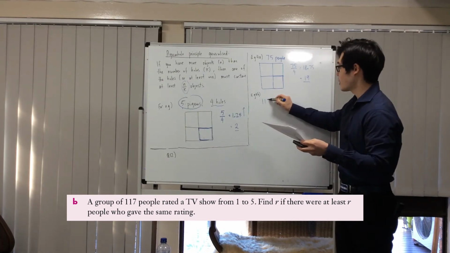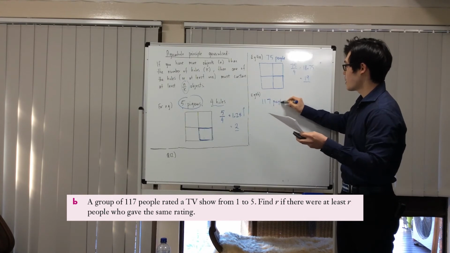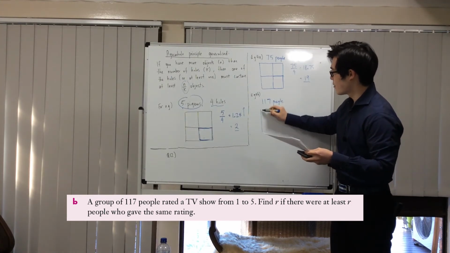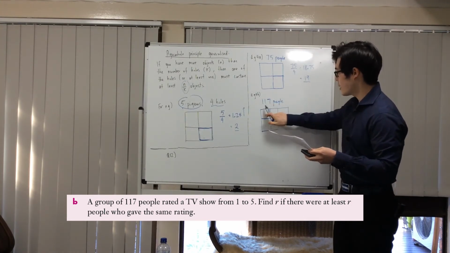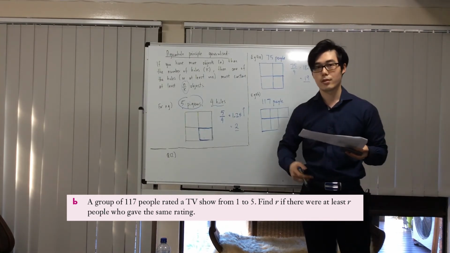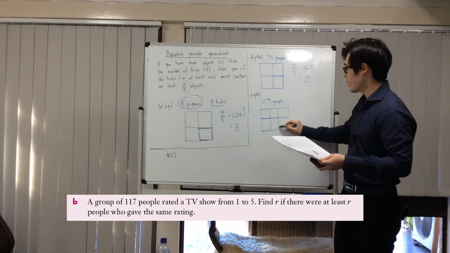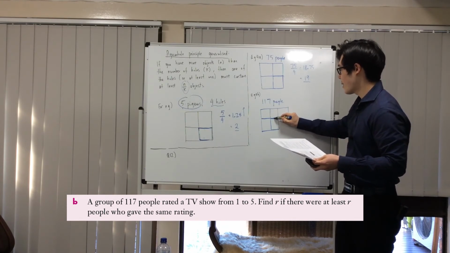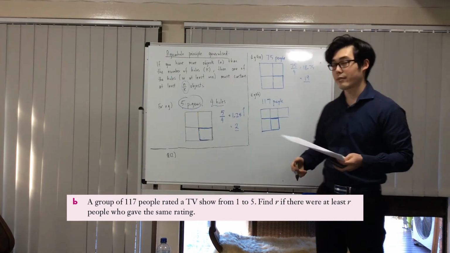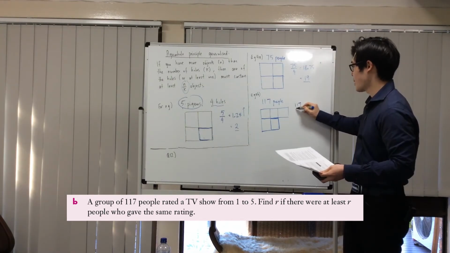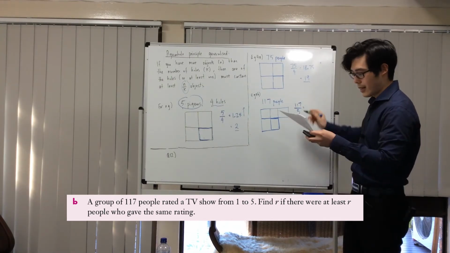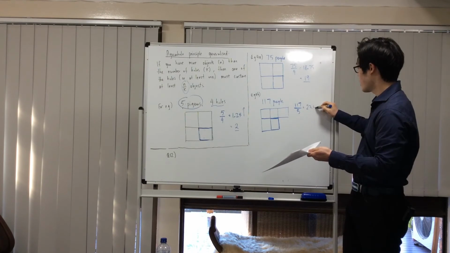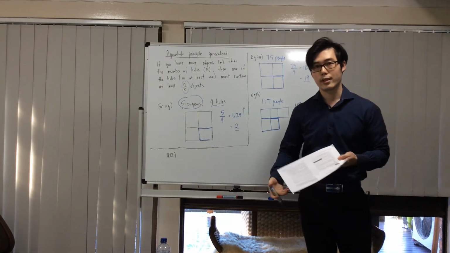You've got 117 people, and because there are 1 to 5 ratings, that means you have 5 holes. So each of these holes represents the rating from 1 to 5. They're asking what's the least number of people that would have the same rating. So it's just the same thing, 117 divided by 5. If you put that in the calculator and round up, there's always going to be at least 24 people that give the same rating.